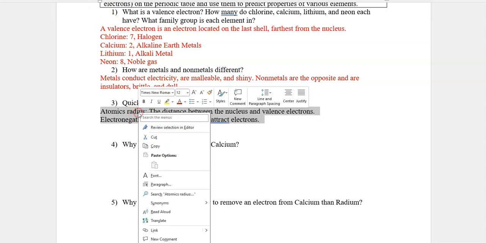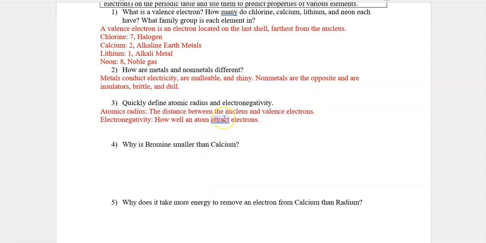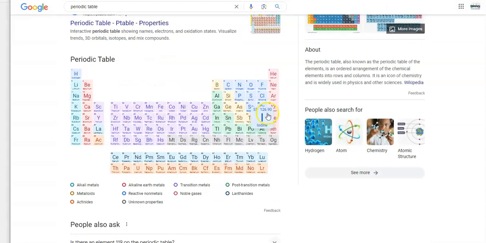Certainly. Why is bromine smaller than calcium? Wasn't that nice they actually told us? So let's find them on the periodic table. Bromine is right here. Calcium is right here. So they're both in period 4. And it said, why is bromine smaller? Yeah, bromine weighs twice as much. It has a mass of 79.9. Calcium has a mass of 40. So bromine is twice as heavy, but smaller.